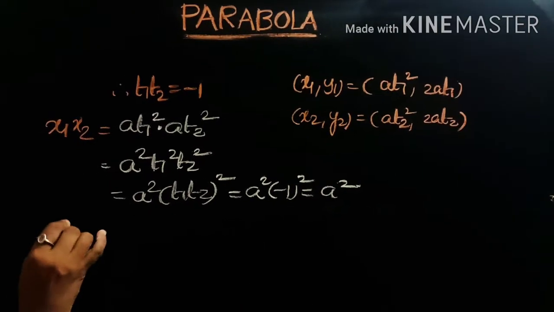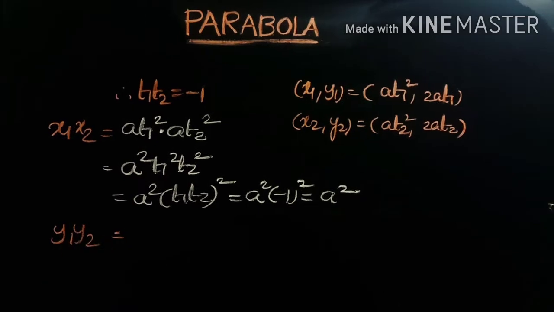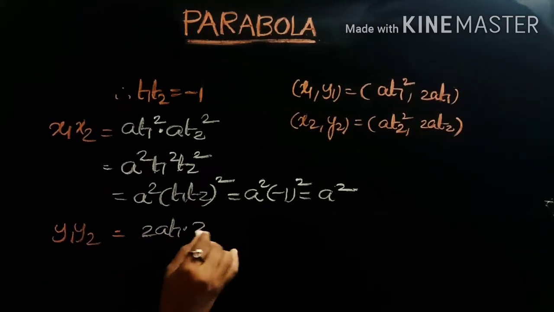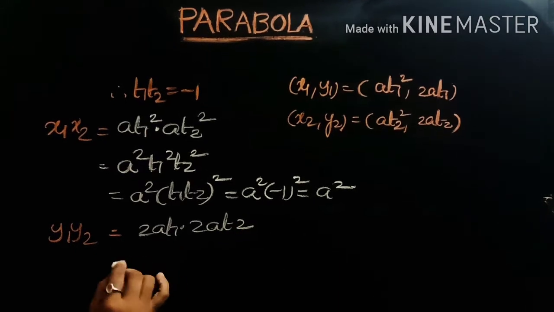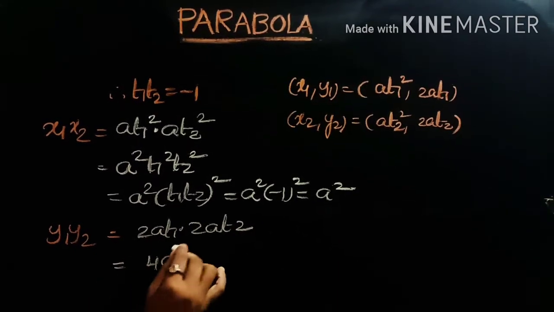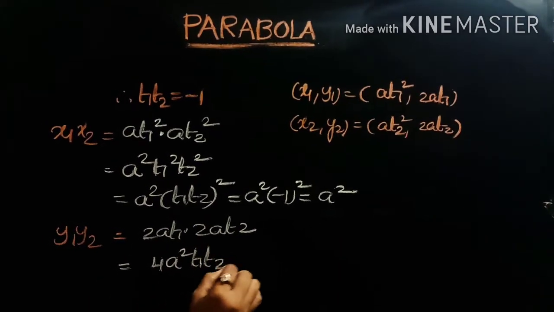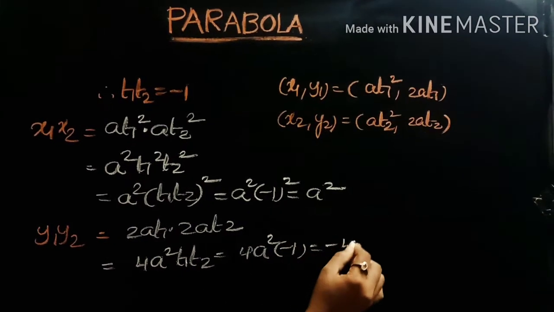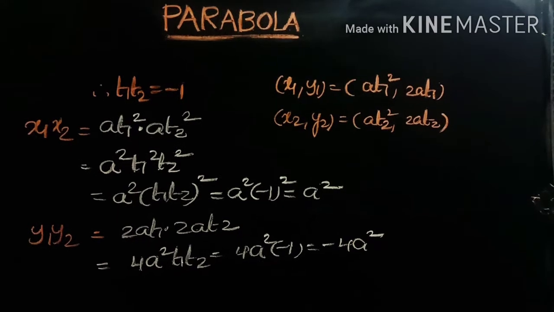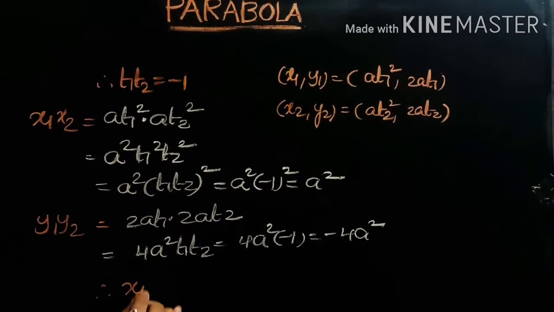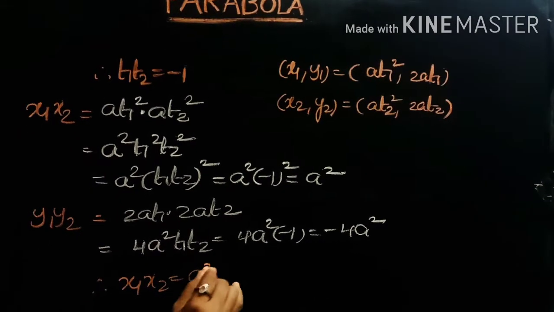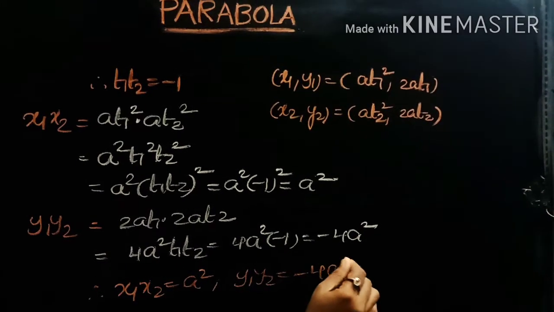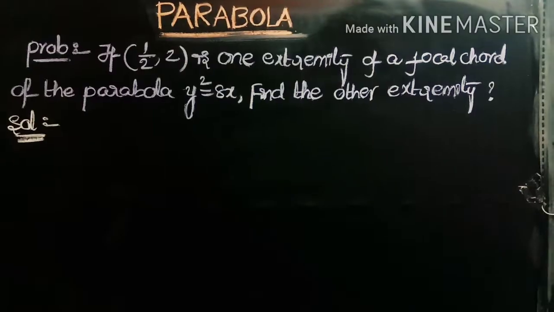And the next value, y1 into y2. So y1 into y2 is equal to the y1 value 2a t1 into the y2 value 2a t2. Now 2 2s are 4 into a square into t1 t2. But t1 t2 is equal to minus 1. So the answer is minus 4a square. Therefore, the value of x1 x2 is equal to a square and the value of y1 y2 is equal to minus 4a square. That's all.